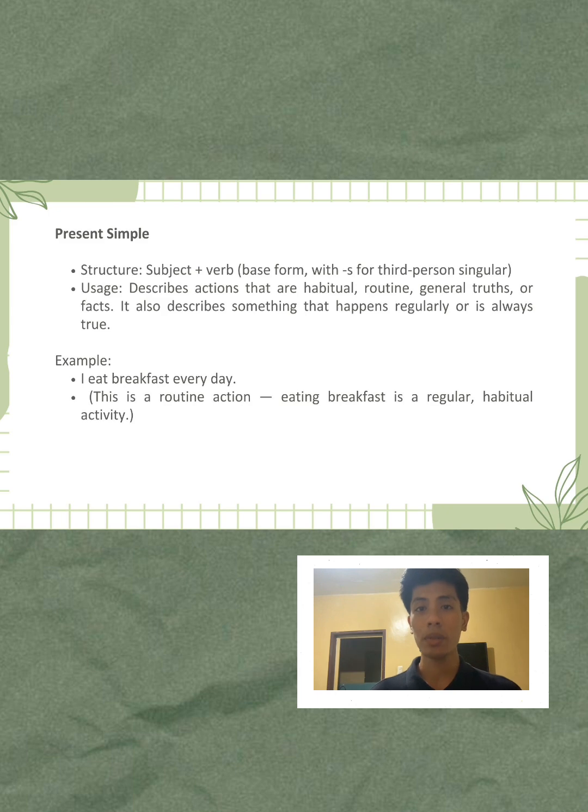In the present simple form, the structure is subject plus verb, and the verb must be in its base form, but with an S for the third person singular. Its usage describes actions that are habitual, routine, general truths, or facts. It also describes something that happens regularly or is always true. Here is an example sentence: I eat breakfast every day. This is a routine action. Eating breakfast is a regular, habitual activity.